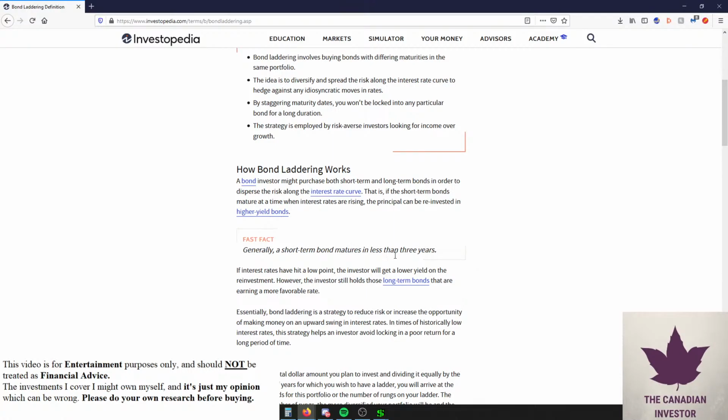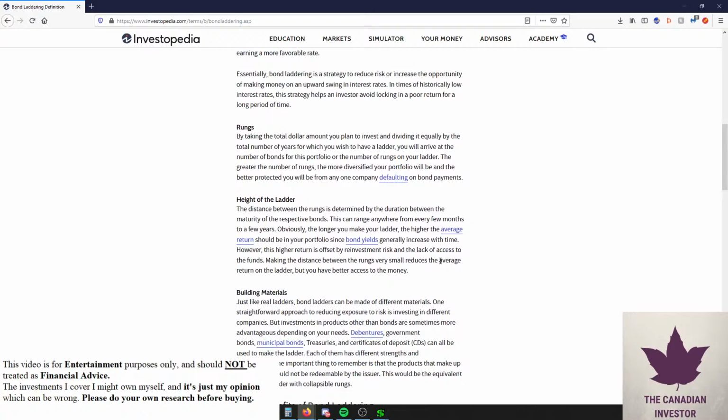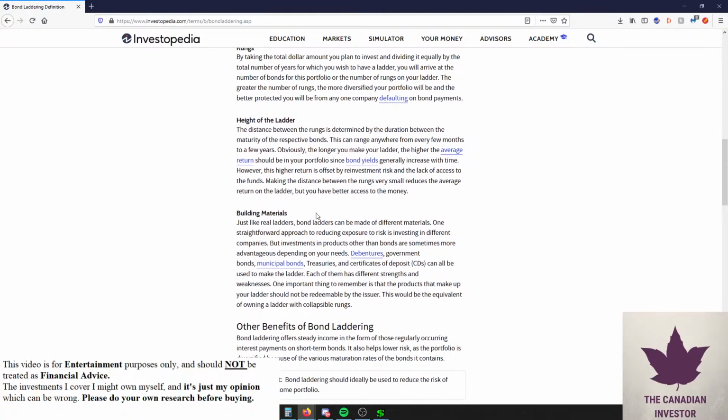So generally, short-term bonds mature in less than 5 years. So I'm looking for bonds that mature in less than 5 years. Height of the ladder. So I can do different rungs of the ladder.